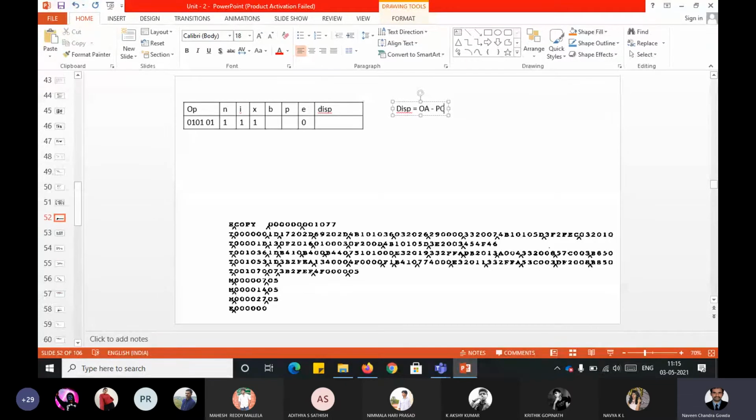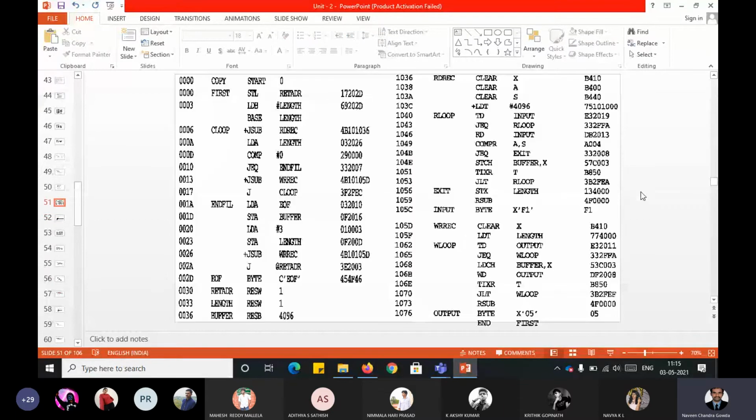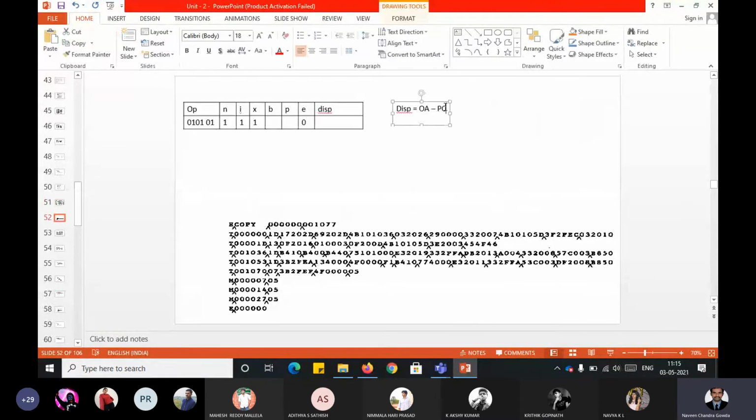Where is the buffer? Buffer is here. What is the address of the buffer? It is 0036. So the operand address is 0036, minus the PC value. What is the PC value? As I am working in this instruction, the PC value is 1051. I repeat, the PC value is 1051. So when you subtract 0036 minus 1051, what value am I going to get?